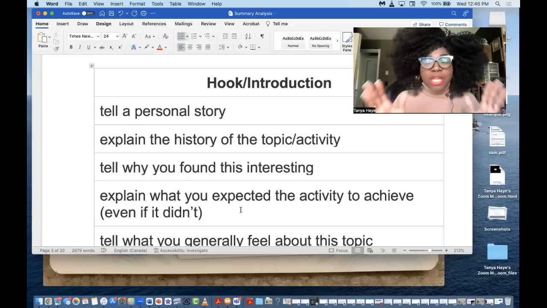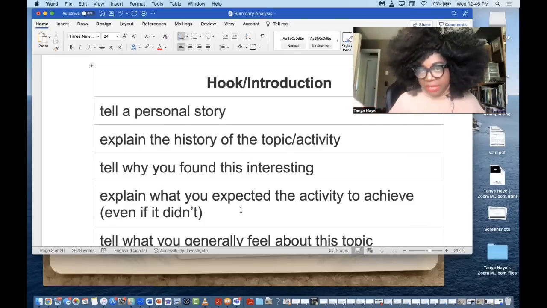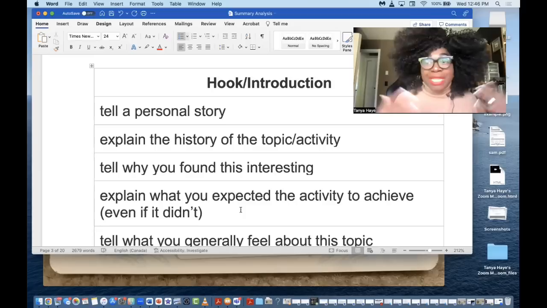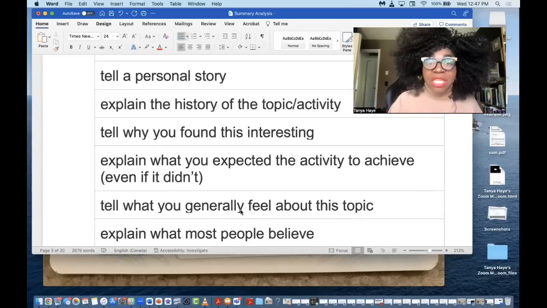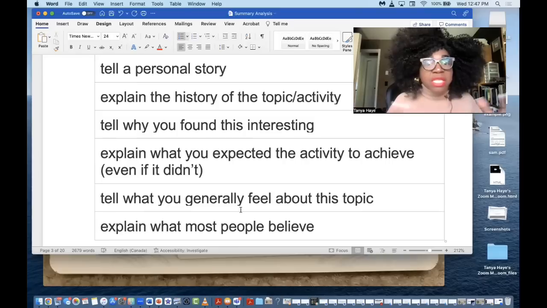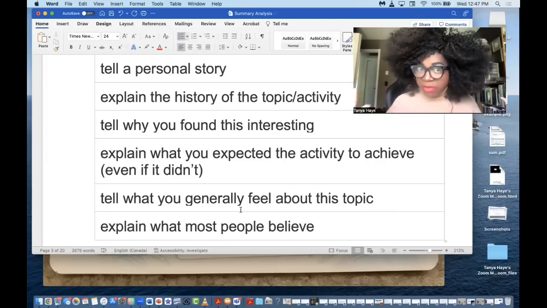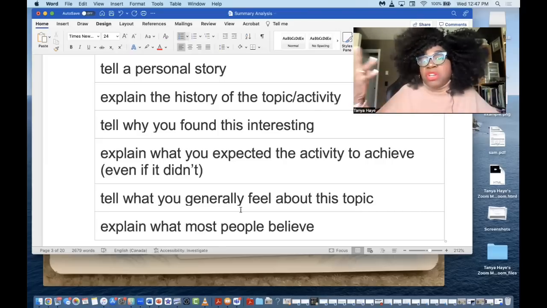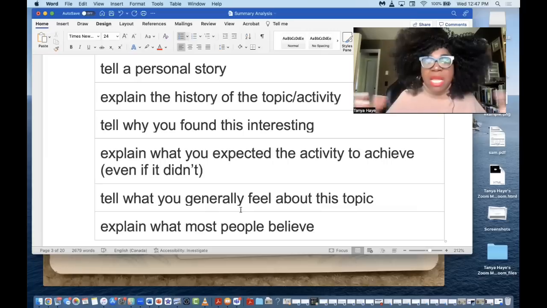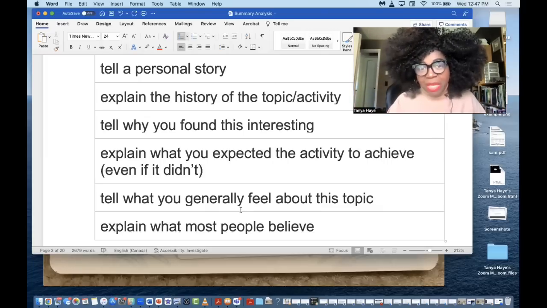Now, when you're going to write your hook, you have different strategies that you can use. You can tell a personal story. You can explain the history of the activity. You can tell why you found it interesting. You can explain what you expected the activity to achieve, even if it didn't. You can tell what you generally feel about the topic, and you can explain what most people believe. Now, I would say that the one that I chose was telling what I generally feel about the topic.